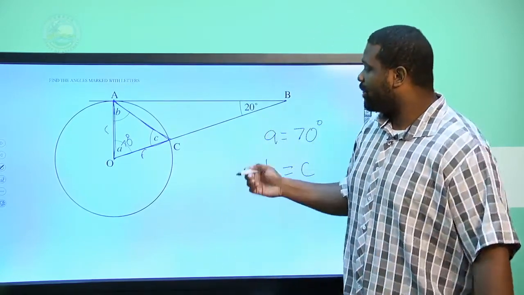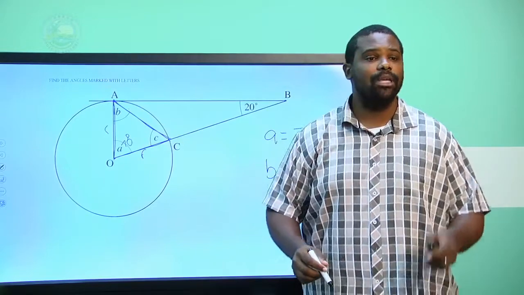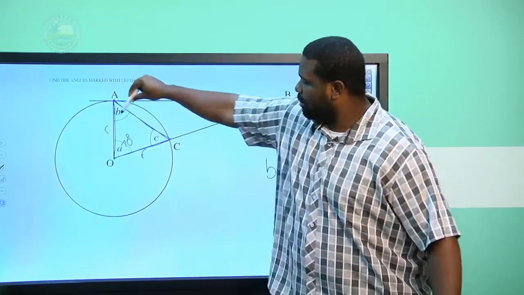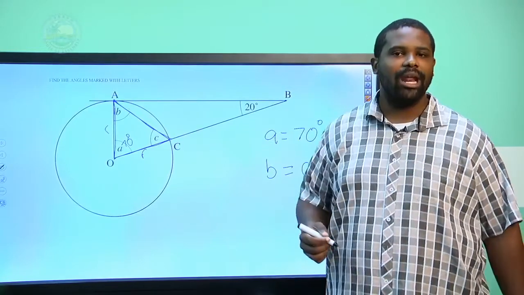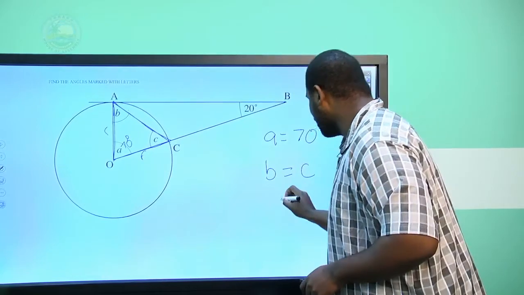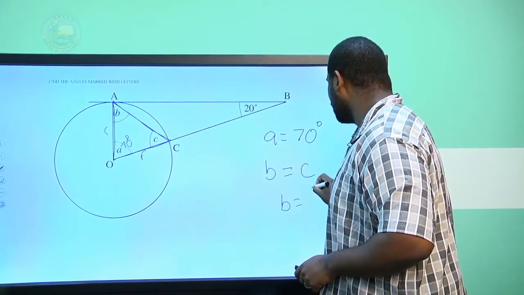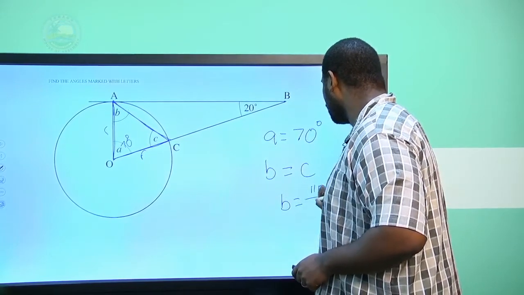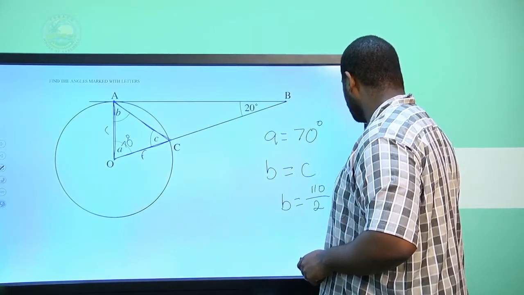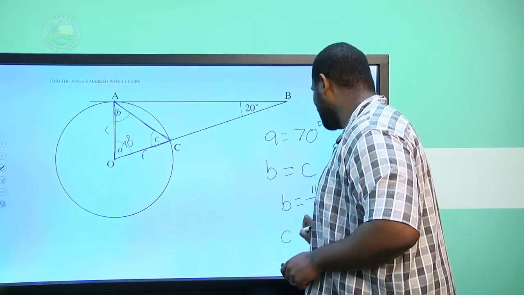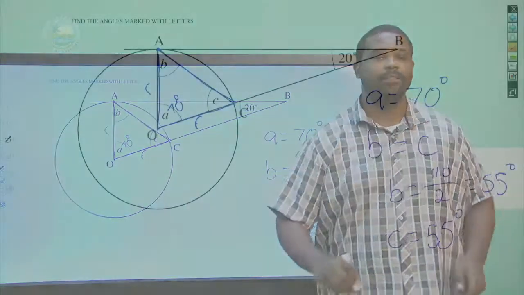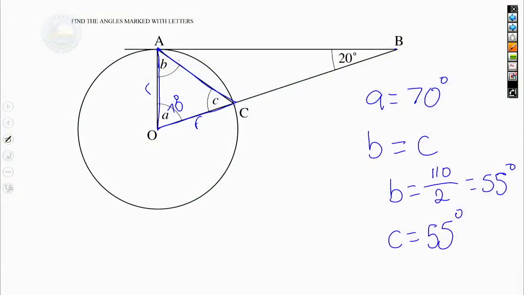And we know that when we add up all three, that should be 180 degrees, which means that these two must be equal to 180, take away 70, 110 degrees. So then each angle, seeing that they are equal, should be half of 110, which is 55 degrees. So if B is 55 degrees, C is also 55 degrees. Let's look at the next rule.